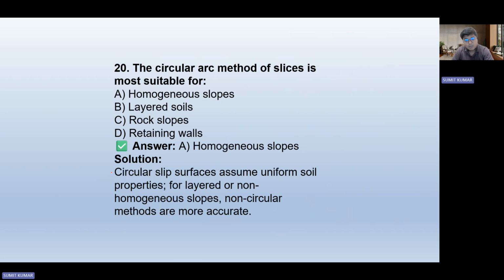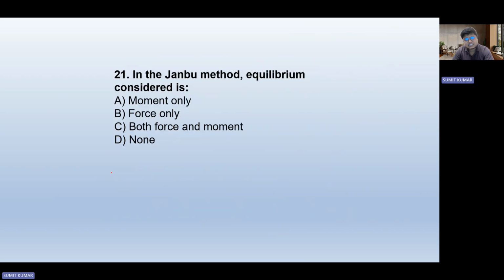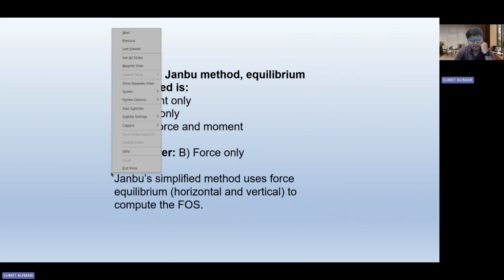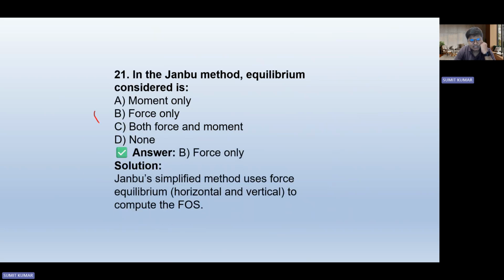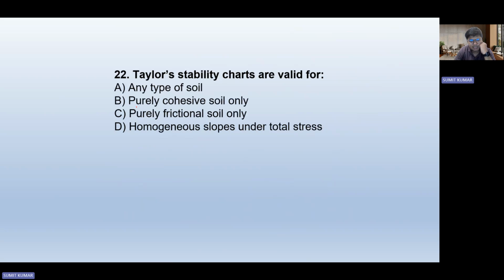Non-circular methods are more accurate because of their consideration in the analysis process. Next is the Janbu method, which we have just touched on. Is the equilibrium considered moment only, force only, both force and moment, or none? The correct option is force only, because in the Janbu method we use force equilibrium only.